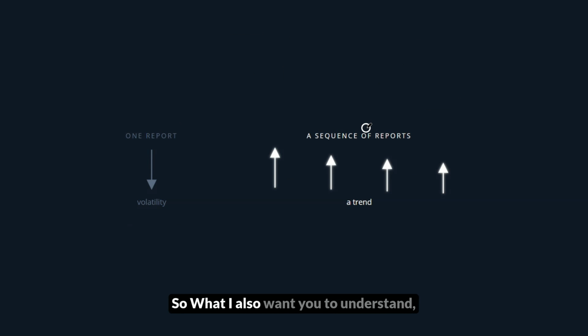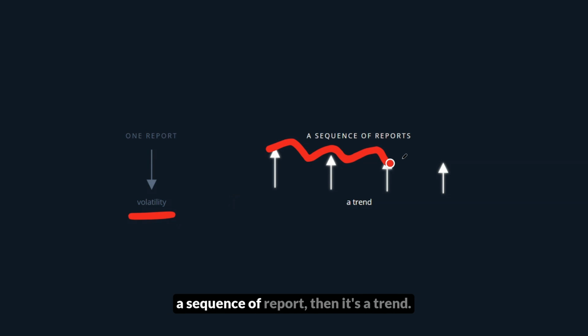So what I also want you to understand, and we're going to complete the economic data part with this, is that one report can sometimes be volatility, while a sequence of reports is a trend. Meaning, you should track the direction rather than just the single number.